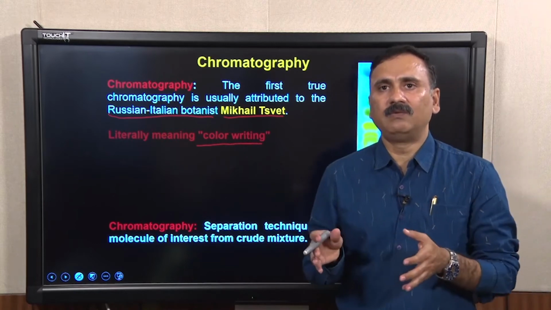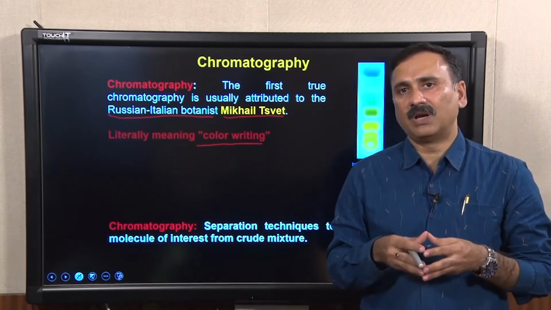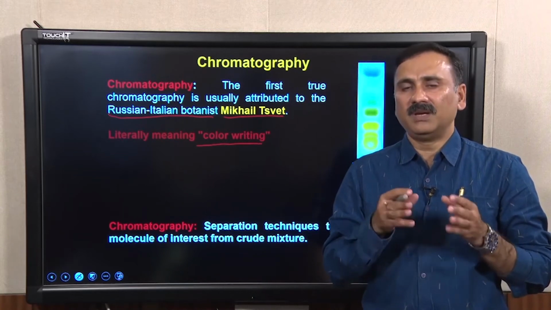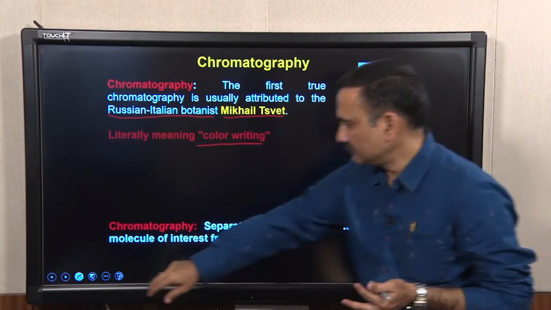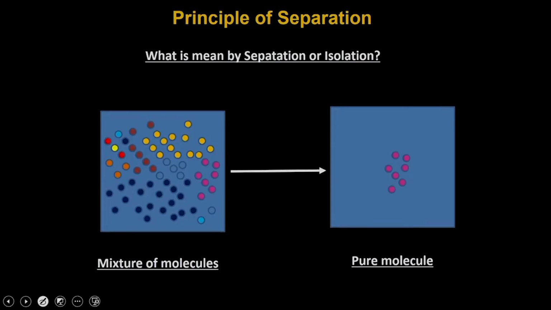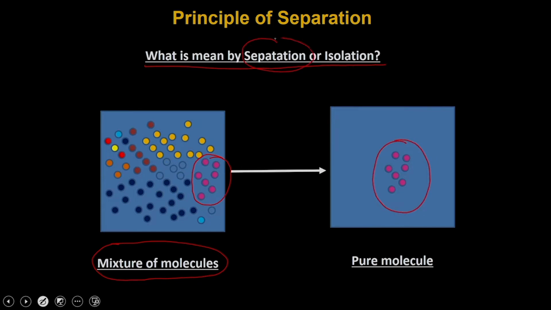Chromatography is a technique used to separate molecules, but before getting into the different aspects of chromatography, let us discuss the basic principle of separation. What is meant by separation or isolation? Imagine you have a mixture of molecules of different colors: some are yellow, some red, some blue, some pink, and you have to achieve the isolation of the pink compounds.